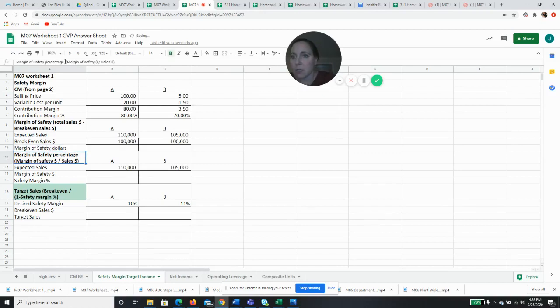So our margin of safety dollars is our expected sales, how much we expect to sell, which could also be our actual sales if we're doing this after the fact, minus break even. So for product A, we expect we're going to sell 110,000. So our margin of safety in dollars is going to be 10,000.